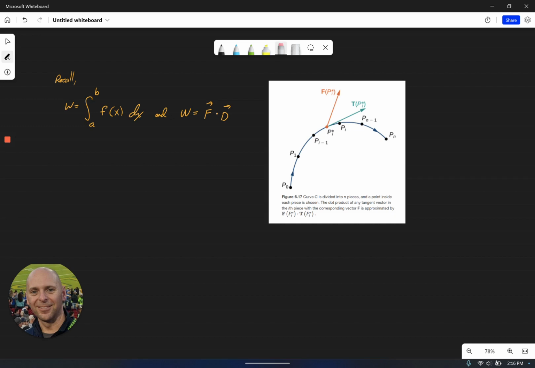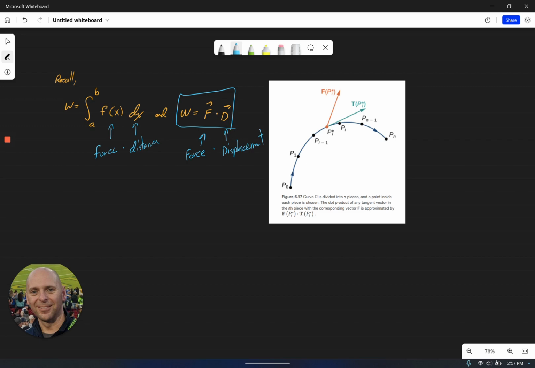So I brought up a couple of tools for us, one of which, of course, is our integral from a to b of f of x dx. This f of x being our force, and the dx being a little bit of distance. So force times distance being work. Of course, we have our vector form as well of force times displacement. Again, force times distance, force times displacement giving us our work.